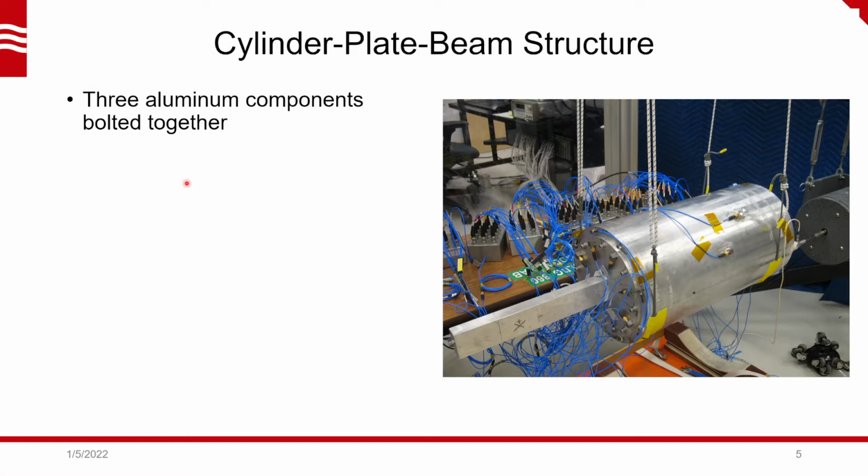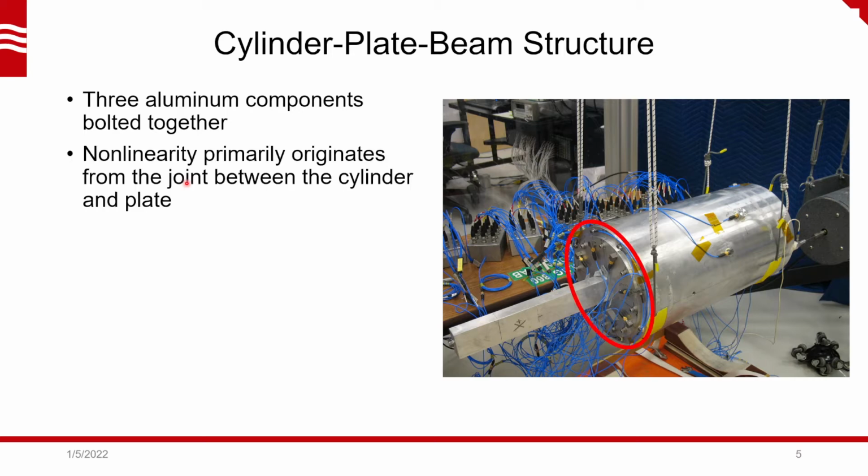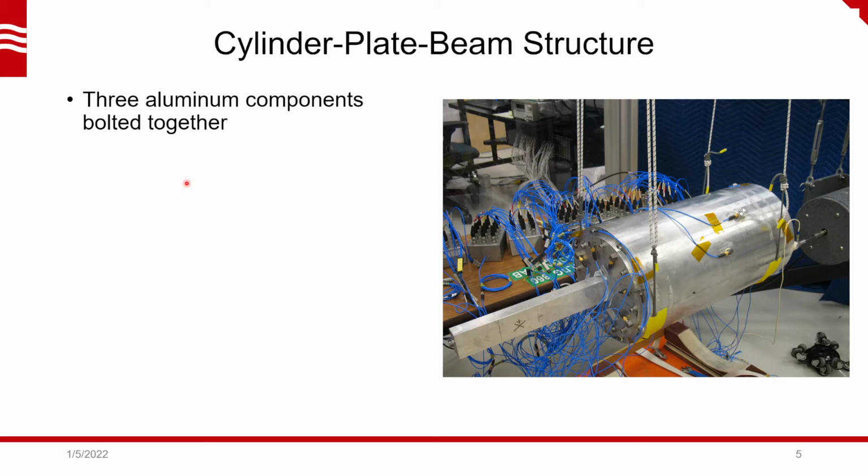The experimental structure that I'm showing you today is the aptly named cylinder plate beam structure, or the CPB, which is a test structure at Sandia National Labs that they've used for quite a while in substructuring and nonlinear testing experiments. You can see in the image there that it consists of a beam which is bolted to a circular plate, which is then bolted to a hollow cylinder.